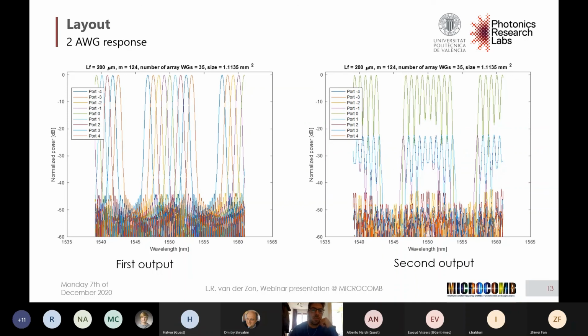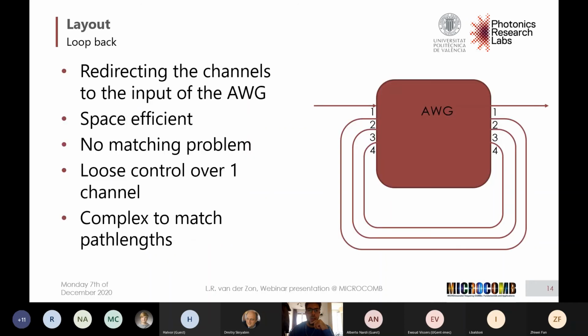This is the response you would get from the left, from the first output of the AWG, and then on the right side you see what you would get if you then combine them again. So you see that all signals are combined again at port 0, the middle port. So that's desired. The other ports are not as interesting because you will not have a look at them. Then the other way to connect everything.